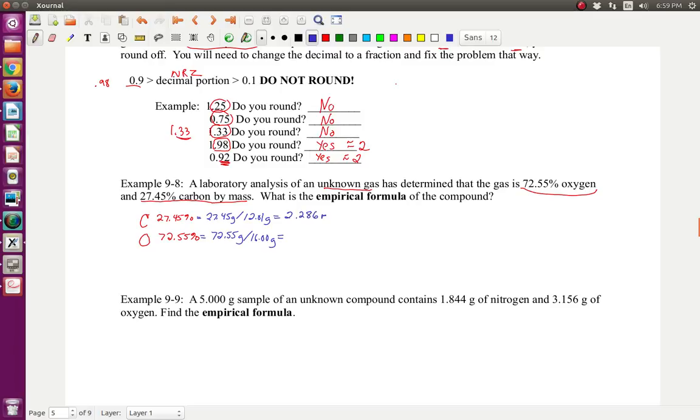So we divide 27.45 by 12.01, and I get 2.286 moles. I've just turned it into moles because this is grams per mole. Each one of these is grams per mole. The grams cancel, I end up with moles. So 2.286 moles of carbon, and 4.534 moles of oxygen. So first turn the percent to grams, change the grams to moles by dividing by the molar mass, and now I have the number of moles right here.